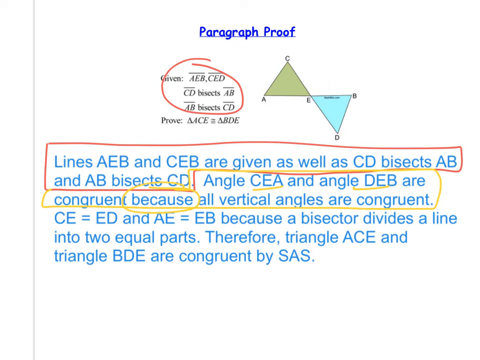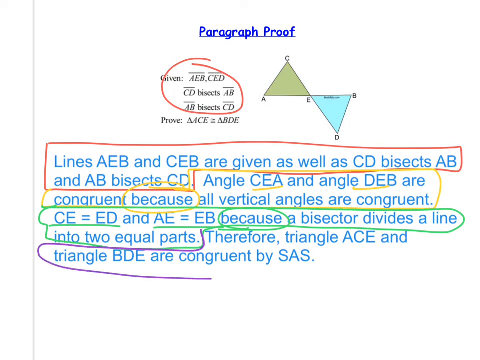You can see here that we have our sides right here, CE and ED, AE and EB, and then the because right there. A bisector divides a line into two equal parts. And then finally, you can see we have our proof statement where we say that the triangles are congruent because of side angle side.